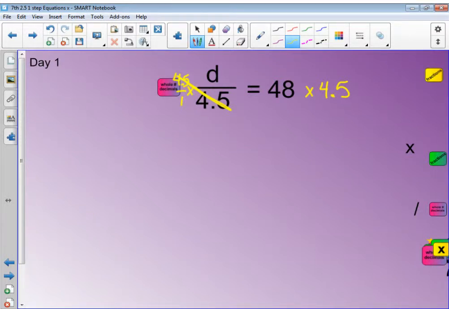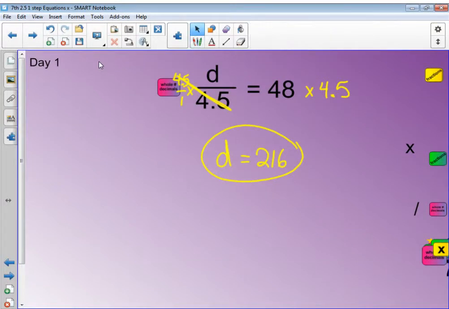Okay, so here we're solving for a variable and checking to see if you really know those steps. So if you'd like to use the calculator, you may do so. So I'm going to go ahead and punch it in as 48 times 4.5. And when I do that, I get d equals 216. And that's positive because we are only working positive numbers. All right.